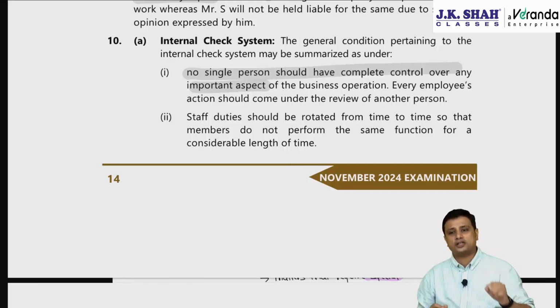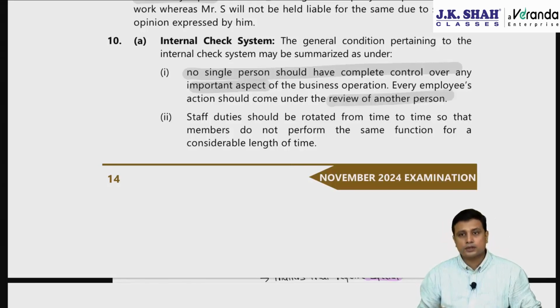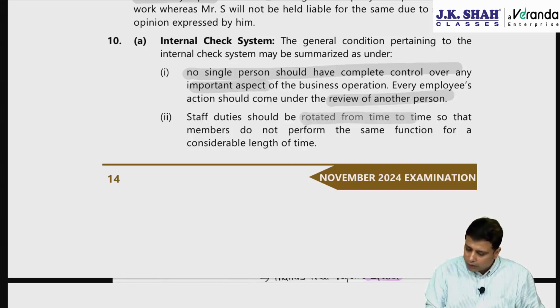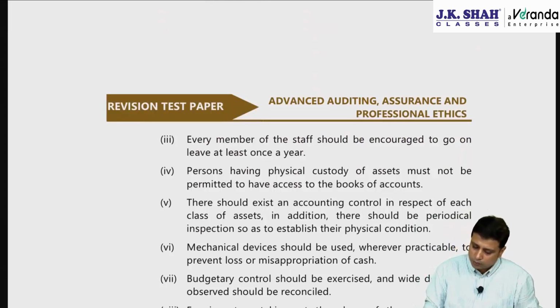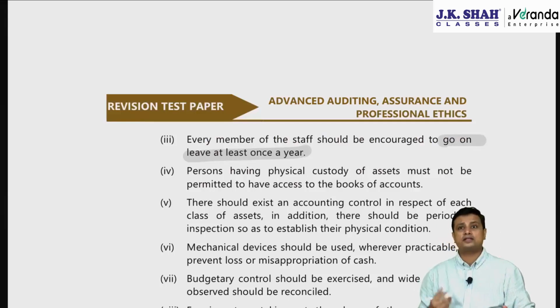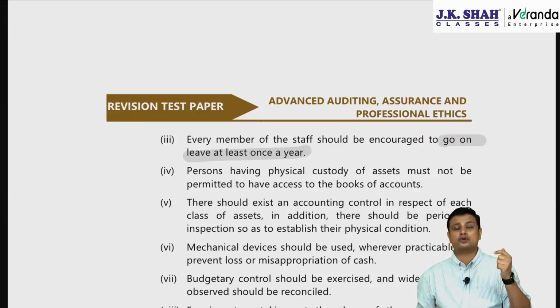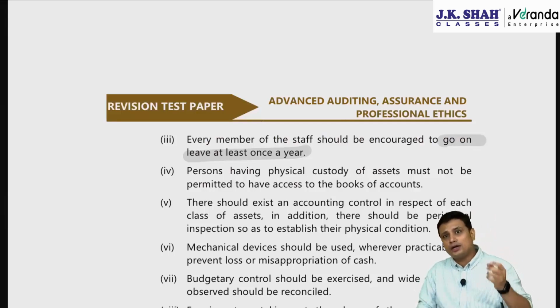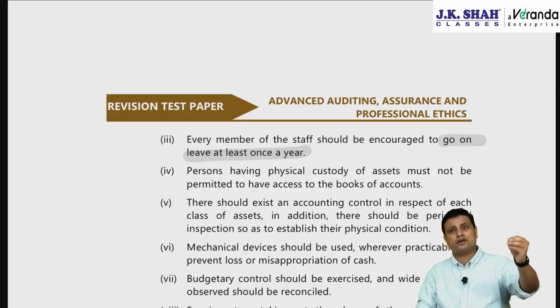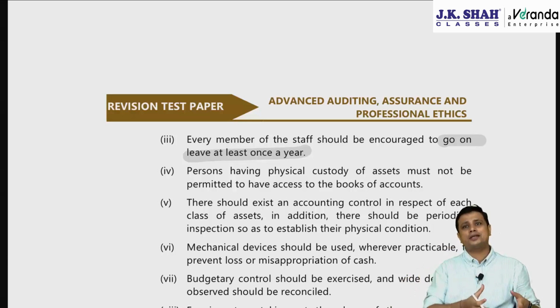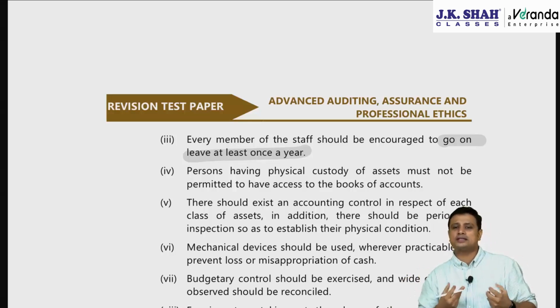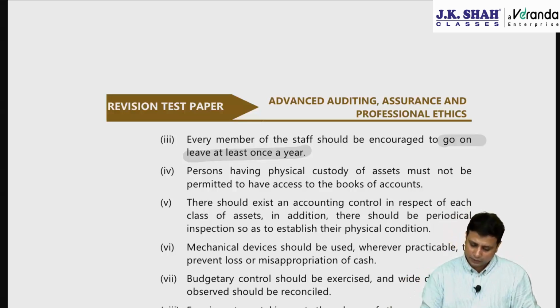Every employee's action should be under the review of another person, so no one person should do the whole job. Staff duties should be rotated from time to time. Next, every member of the staff should be encouraged to go on leave at least once a year. A lot of times in MNCs, you might have heard a concept called cold leaves. He is motivated to go on leave at least once a year for at least 7 days, 15 days, because when he goes on leave, someone else will come in his shoes. If he is committing a fraud, it is easy to unearth that fraud.